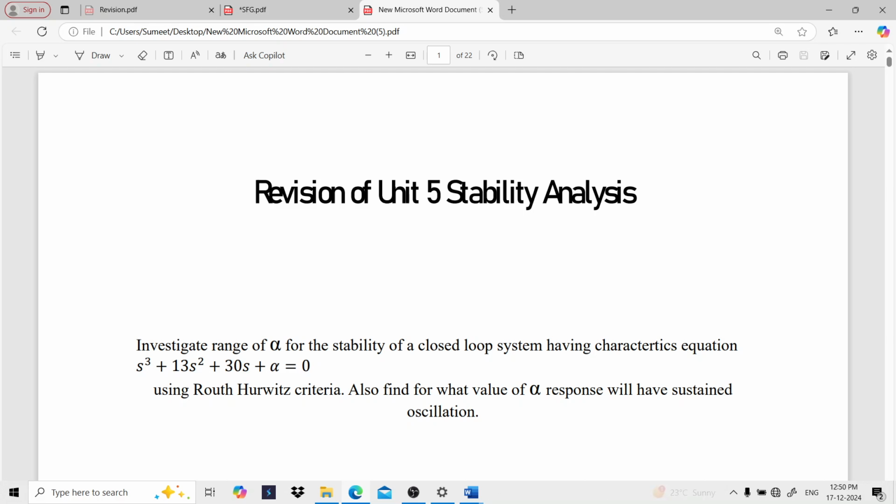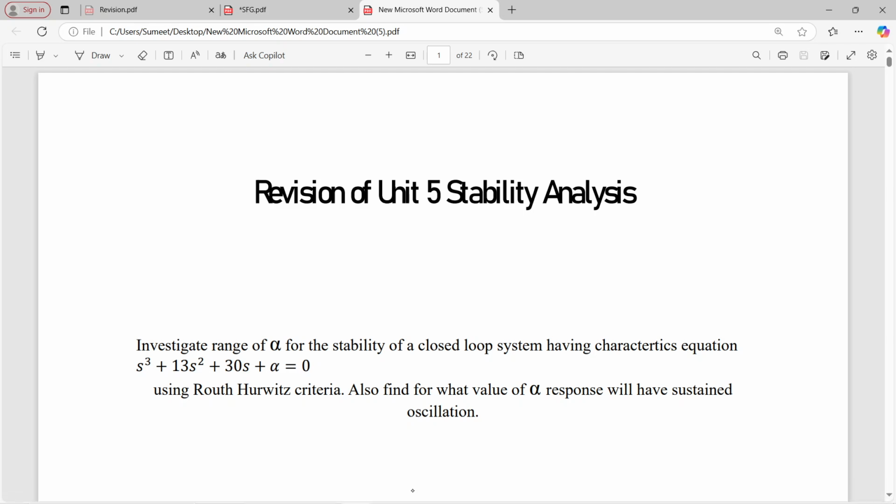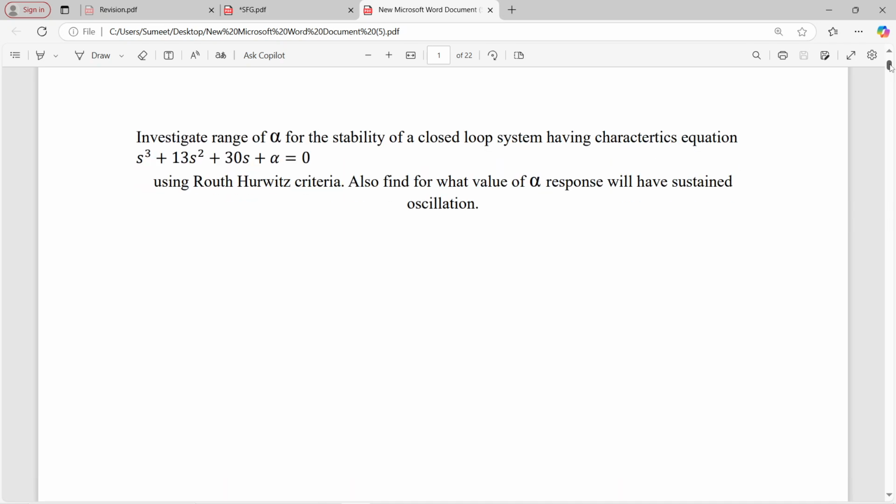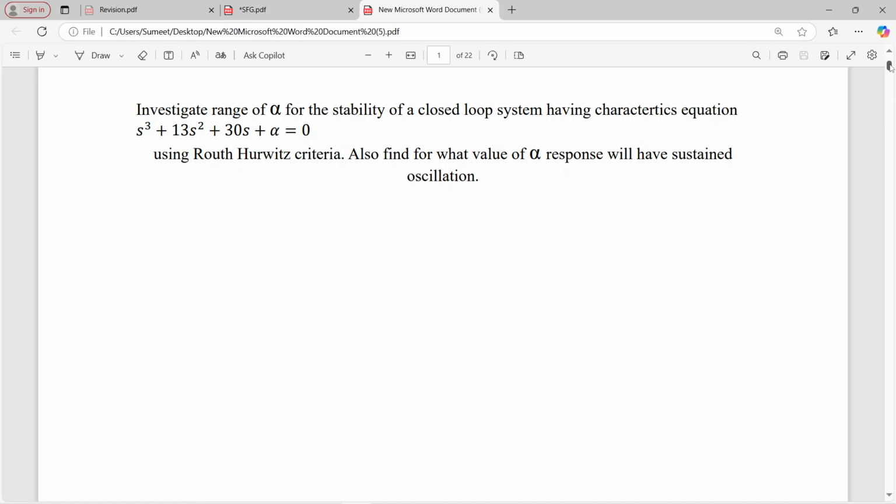Hello everyone, now we will revise our unit number 5 which is stability analysis. So here for doing the stability analysis we have three methods: Routh-Hurwitz, Bode plot and root locus. So first of all we will see the Routh-Hurwitz numerical. So here the question is we have to find out the range of k so that our system is stable.